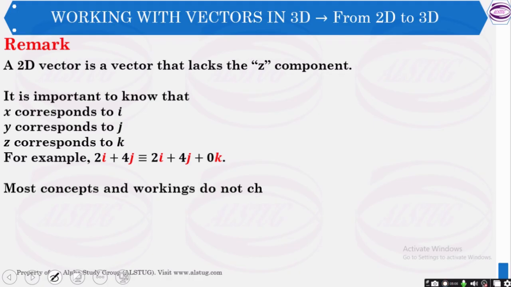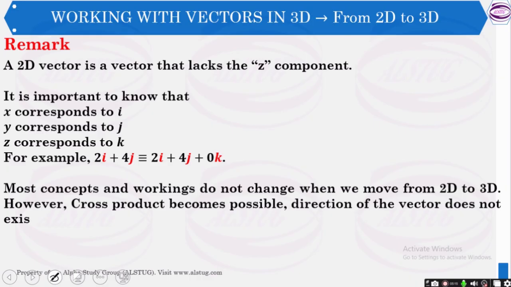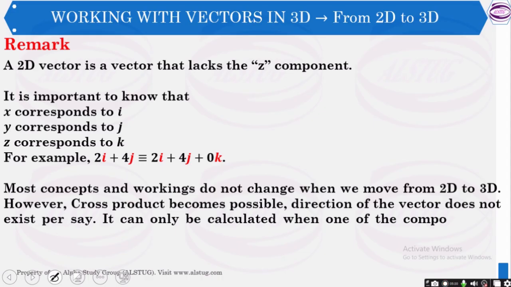Most concepts and workings do not change when we move from 2D to 3D. However, cross product becomes possible. Now, I remember in part 1, we talked about cross product. We talked about multiplication of vectors. And under the multiplication of vectors, we said we have the multiplication by a scale factor. We had multiplication between two or more vectors. Now, multiplication between two or more vectors, we had dot product or scalar product, and then we had cross product.